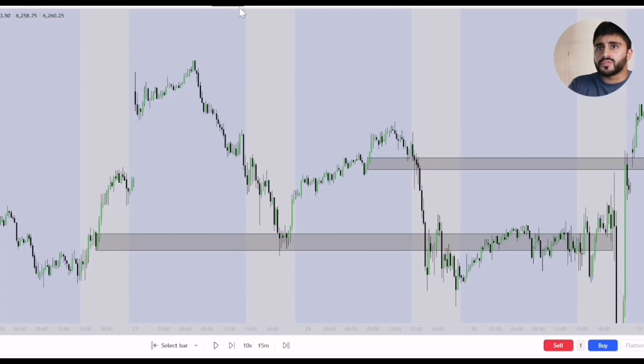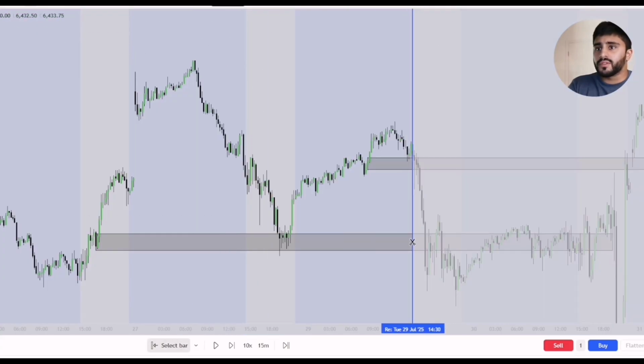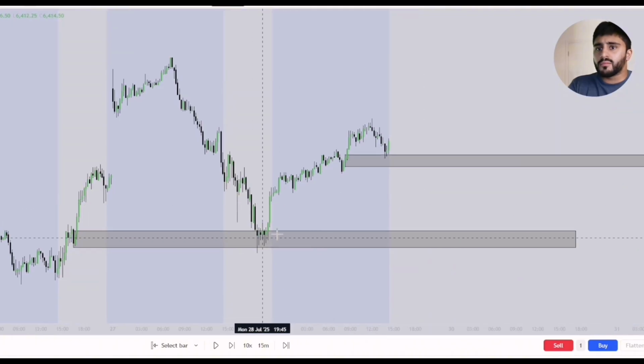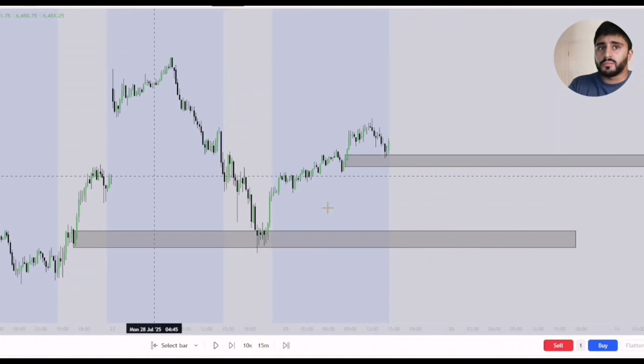So let's just go to Tuesday, because it's the same level that played on Thursday. Let's go to Tuesday and understand. So I had a fair value gap from Monday. There's the fair value gap from Monday. That's going to be my target.